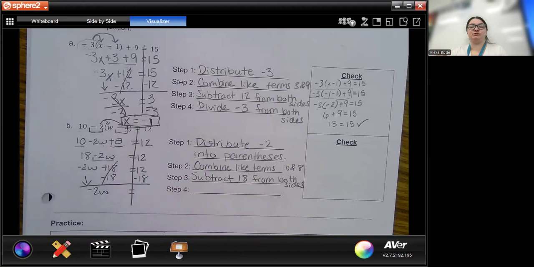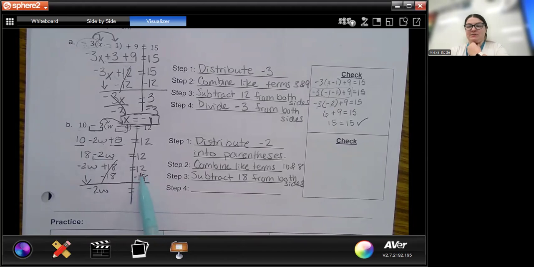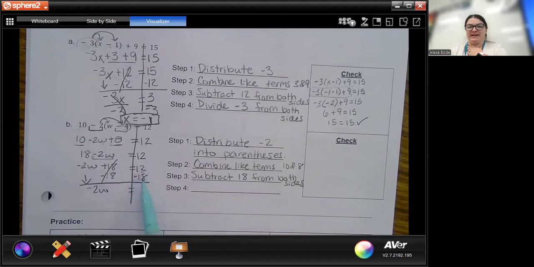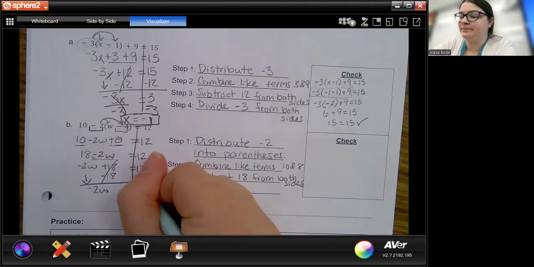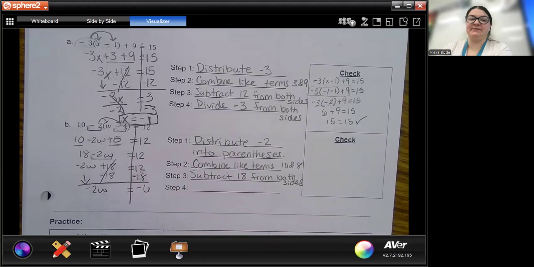So this is when our integer rules come in. 12 minus 18. We can't do 18 minus 12 and keep it positive. We can, because the larger number is second. So it's 12 minus 18. So when we subtract these two, it's going to stay negative. So 18 minus 12 is 6. So it's going to be a -6 because our larger number came second. So now we have -2W equals -6.